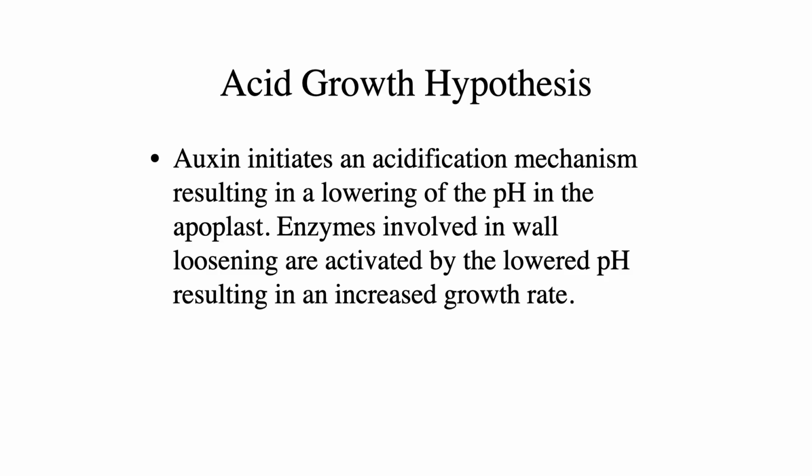So how does auxin stimulate growth? The acid growth hypothesis explains a lot of what is going on, but not all. The acid growth hypothesis states that auxin initiates an acidification mechanism resulting in a lowering of the pH in the apoplast. Enzymes involved in wall loosening are activated by the lowered pH, resulting in an increased growth rate.